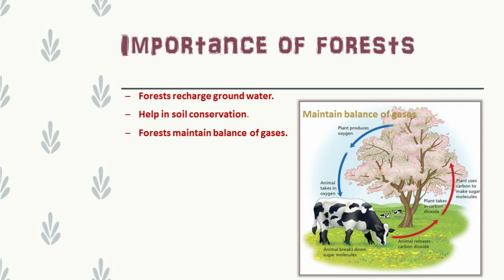as green plants absorb the carbon dioxide released by animals and utilize it to make food by the process of photosynthesis and release oxygen in the atmosphere. So that's why forests are called the green lungs.